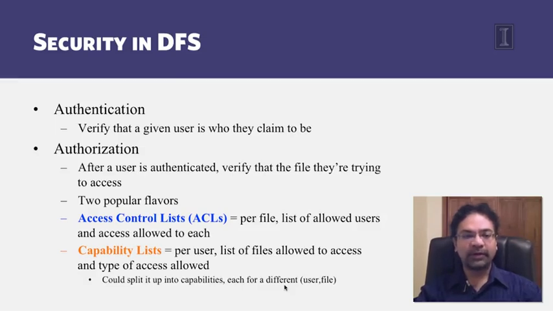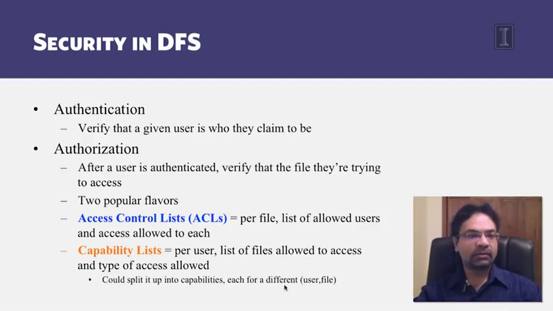Well, there's two popular flavors for maintaining these permissions. They are ACLs, or access control lists, and capability lists. One is the inverse of the other. The access control lists maintain on a per file basis the list of users who are allowed to access that file, and for each user, what mode it is allowed to access that file in. For Unix-like distributed file systems, typically the mode is read, write, execute, or some combination thereof. But for other distributed file systems, you could have other access modes allowed as well. But essentially, access control lists are per file lists of users and their allowed access modes.